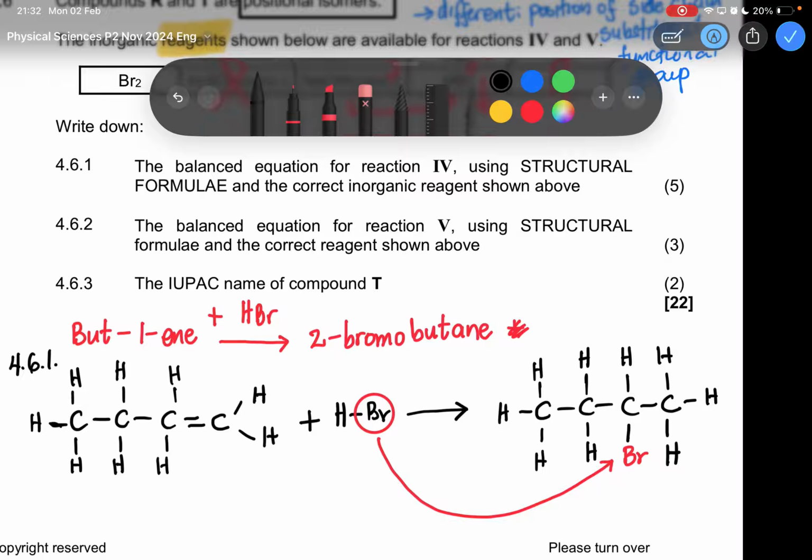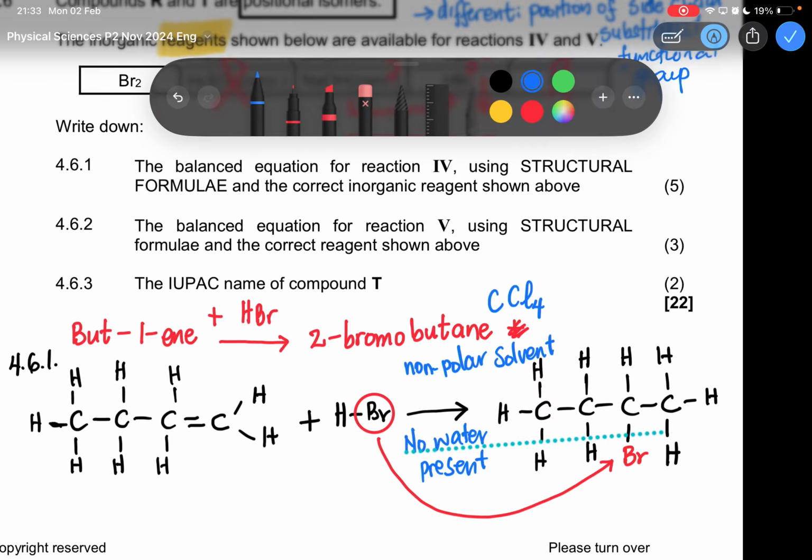So this reaction requires a nonpolar solvent. Nonpolar solvent could be referring to something like that. And it also requires no water present. No water present. Sorry about that. All right.